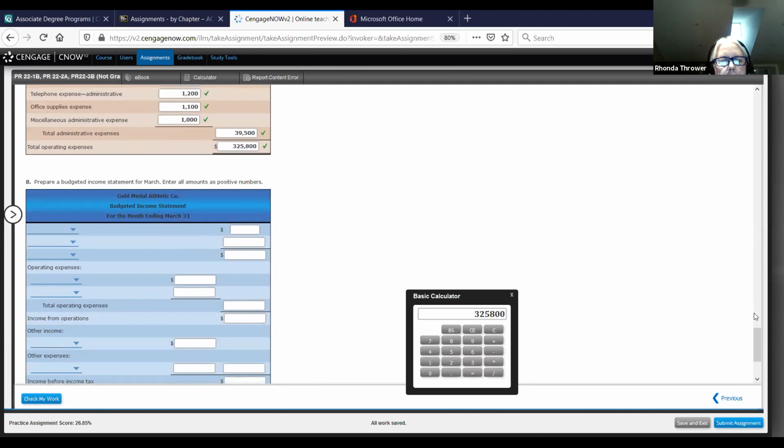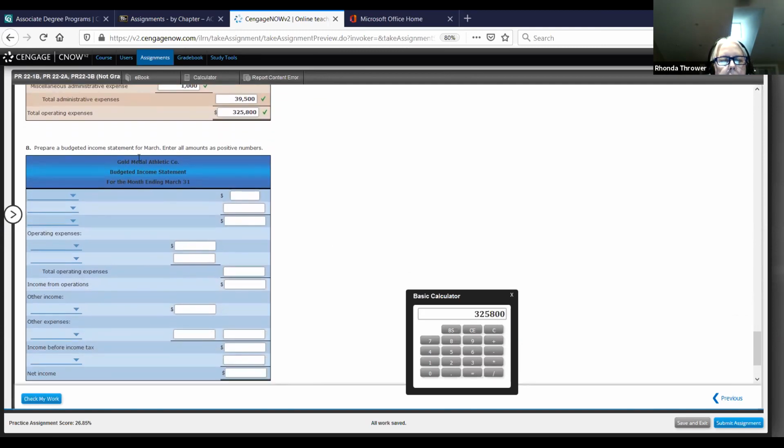The next item that we're going to prepare is our budgeted income statement. So again, they've got some things that you need to fill in here. So we always start with our sales as our revenue, and then we're going to subtract from that the cost of goods sold. What that will leave you with is gross profit.